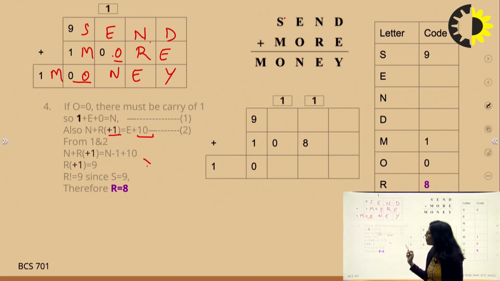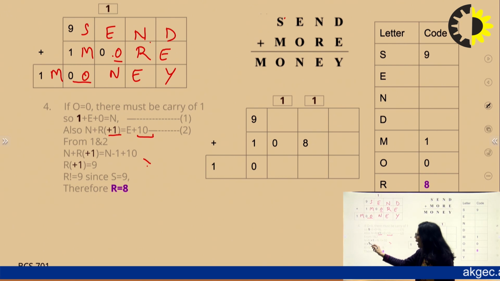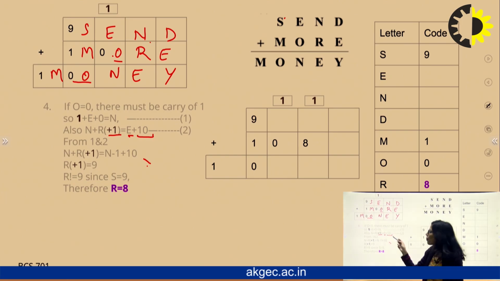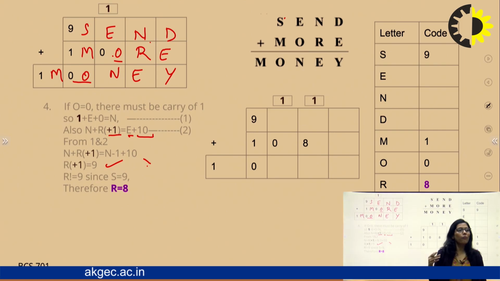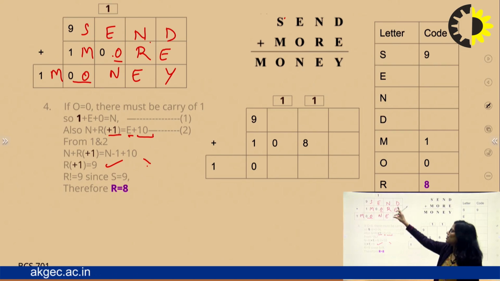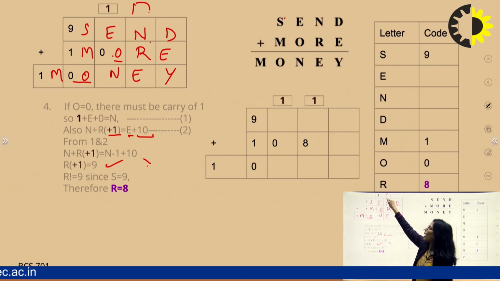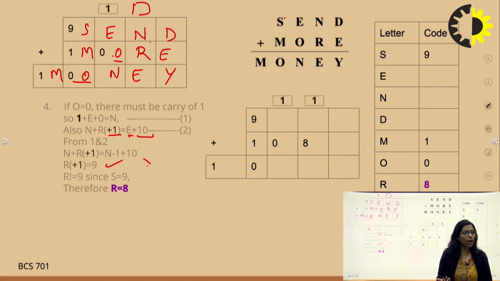Now when I put the values in this equation, I will get N plus R plus 1 is equal to E plus 10. We put the value of E from here, so E is equal to N minus 1, and N plus R plus 1 is equal to N minus 1 plus 10. So I get R plus 1 is equal to 9. So I'm not sure whether there is a carry generated over here or not. So I will just try and check.